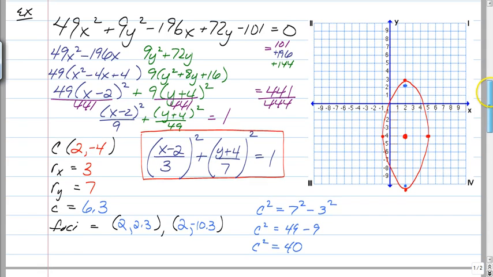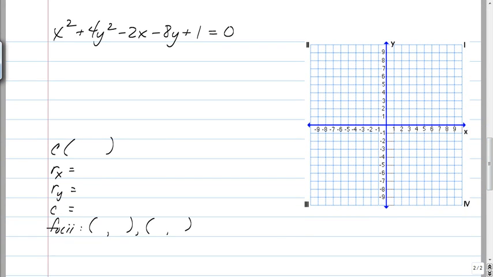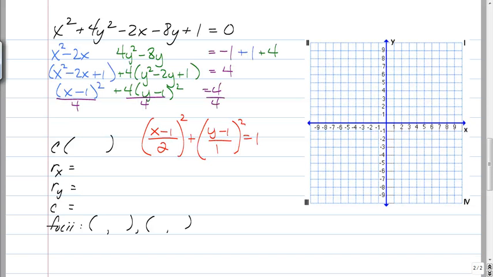So this next example, you're going to get to see left or right. Go ahead and pause the video and complete the square to get the equation really quick, and then we will finish the job.